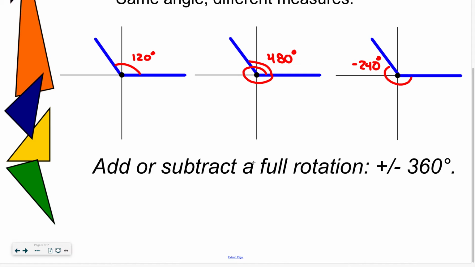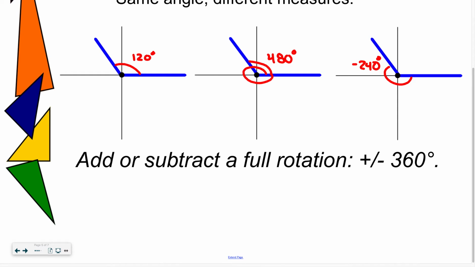Coterminal angles just have a difference of 360 or some multiple of that, right? If I'm an angle, here's my initial side, and I open to be 120, and I want another angle that's the same angle but a different measure, I could just add a rotation, or I could add 3 rotations, or I could subtract rotations, and I'm the same angle, right? I keep looking the same way. So plus or minus 360 from your angle.